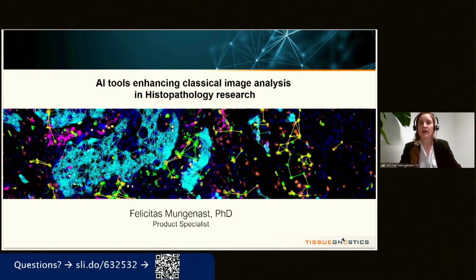And today, I want to give you a short introduction about the company TissueGnostics, our tissue cytometry platform TissueFlux, and the AI-assisted or machine learning-assisted image analysis software StrataQuest, where we have, among other applications, a strong focus on immunophenotyping, spatial analysis, and quantification of the tumor microenvironment in situ.